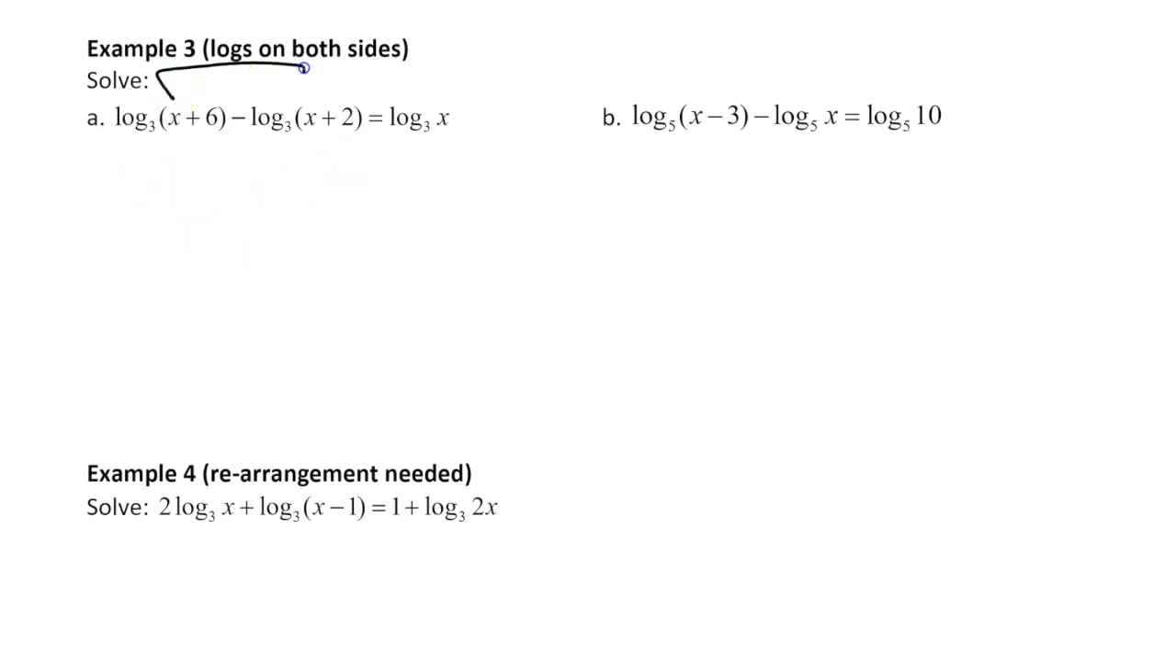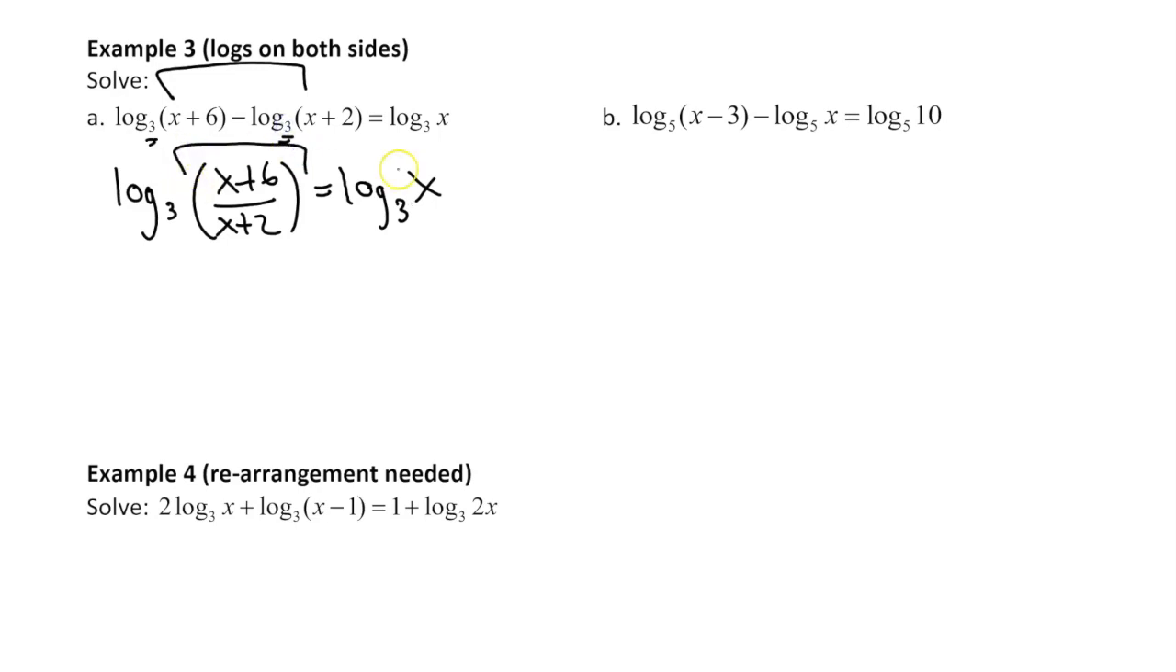What we can do, though, is write this left side as a single log because they share the same base. If we do that, we would now have something that looks like this. If you look at the left side and the right side, they're both logs of base 3. And because they're both logs of base 3, then this (x plus 6) over (x plus 2) must be equal to that x. So you can drop the logs.